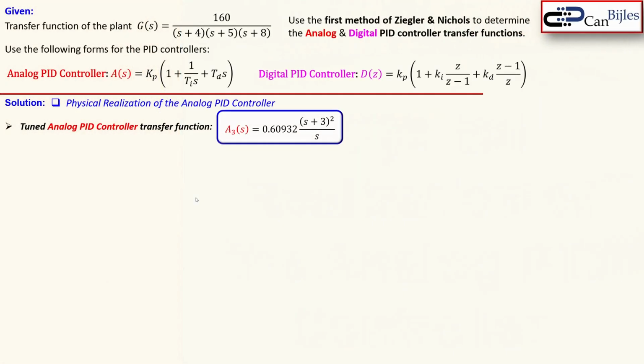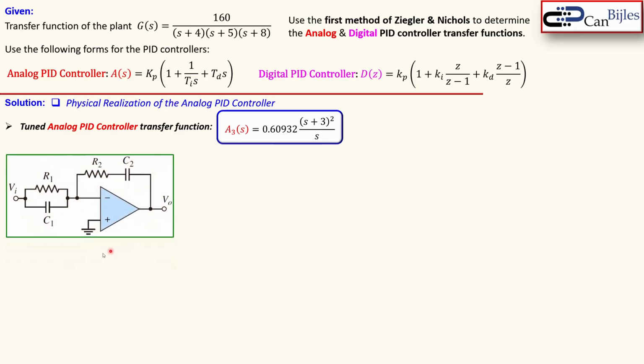So we will use this tuned analog PID controller, the third version A3, and for that we will use the components. So this is the circuit. You see the operational amplifier and the 2 resistors and 2 capacitors, and that will be then used in order to realize this transfer function. You actually see here an inverting amplifier configuration, the input voltage and the output voltage, and what I will do is I will designate this as ZI, which is our input impedance, and Z feedback, which is our ZF.